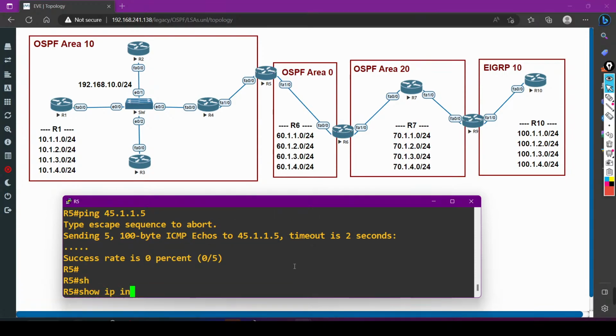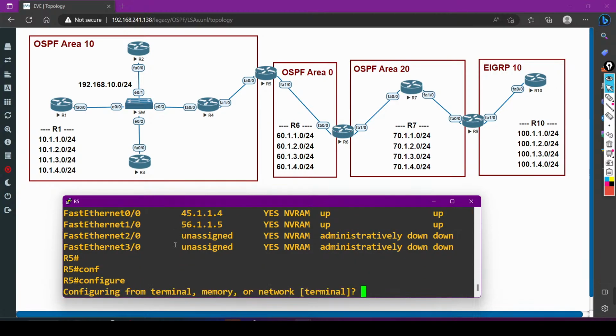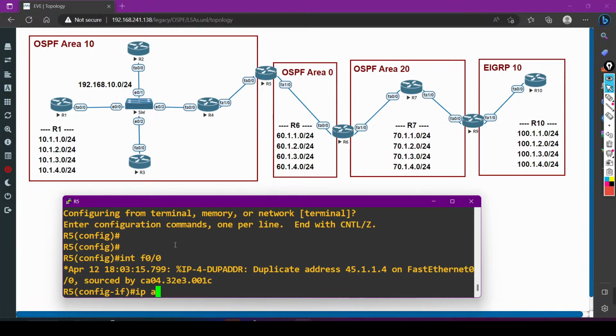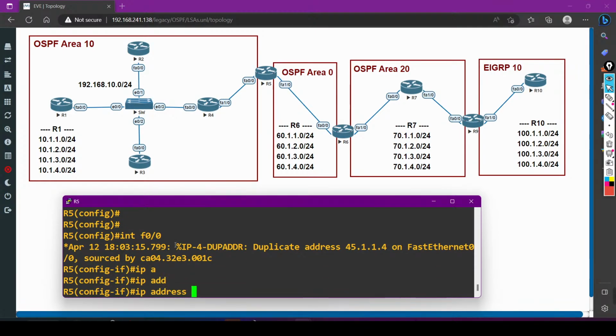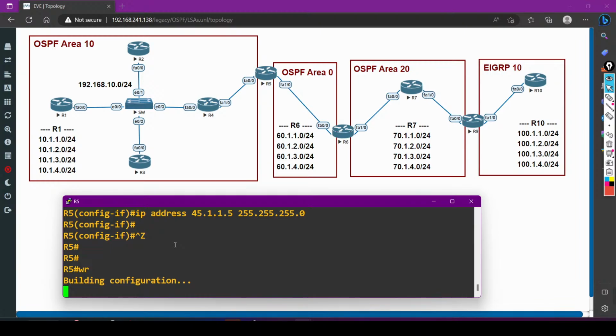So show ip interface brief. Here I have configured 45.1.1.4, but here we need to configure 45.1.1.5. Yes or no? So let me correct it. Interface F0/0, ip address 45.1.1.5 255.255.255.0. Let me write the configuration.